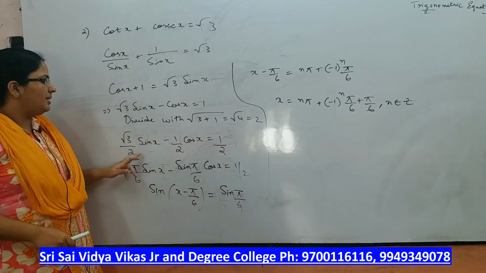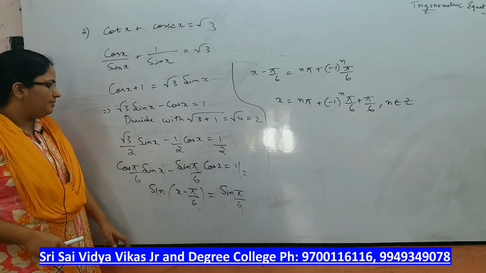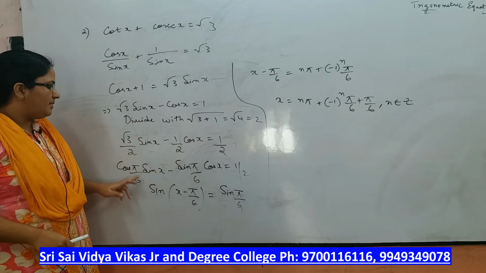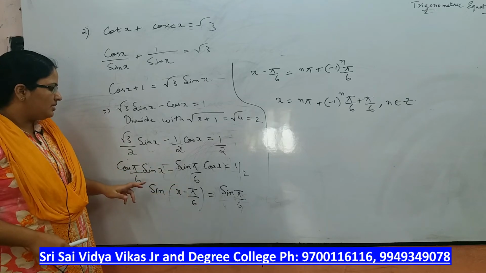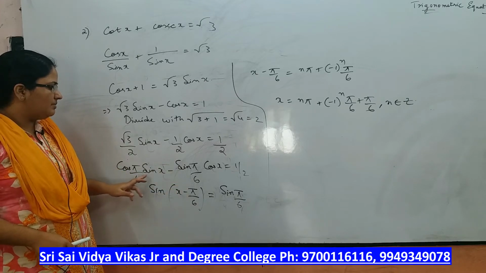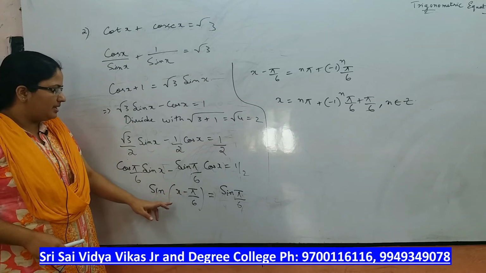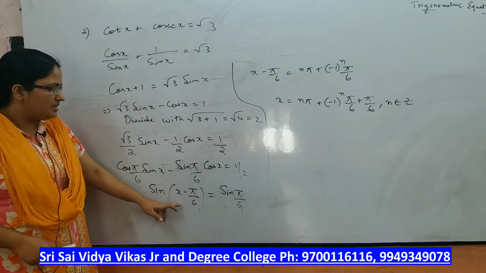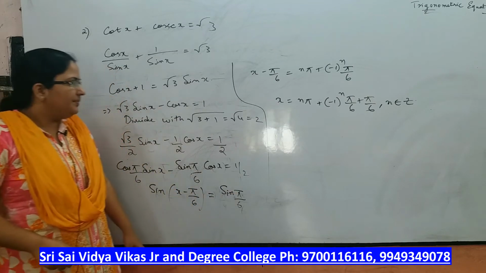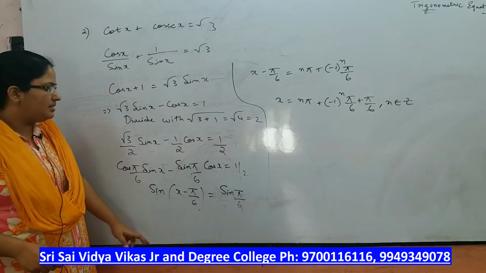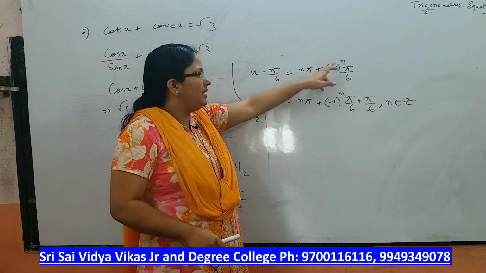So you have root 3 by 2 sin x minus 1 by 2 cos x is equal to 1 by 2. Root 3 by 2 is cos pi by 6, 1 by 2 is sin pi by 6. So this is sin a cos b minus cos a sin b, that is sin of a minus b, that is x minus pi by 6, that is equal to 1 by 2, which can be written as sin pi by 6. General solution for sin is n pi plus of minus 1 whole power n pi by 6.